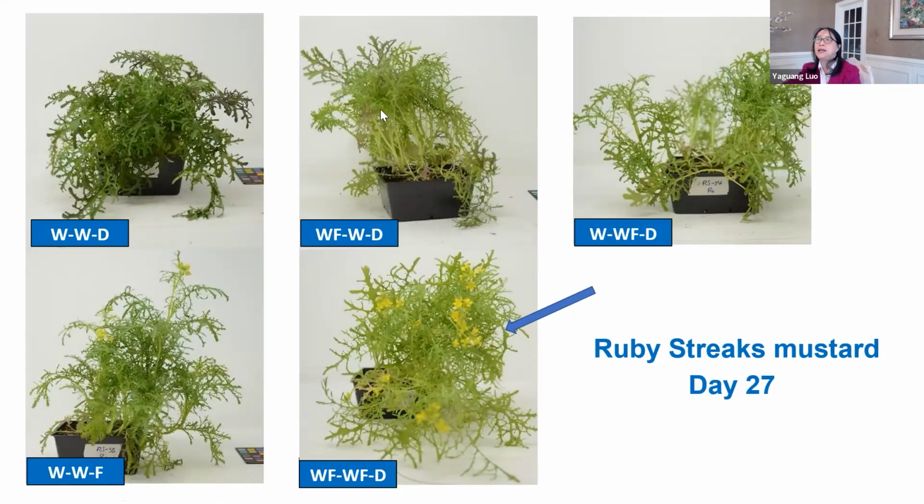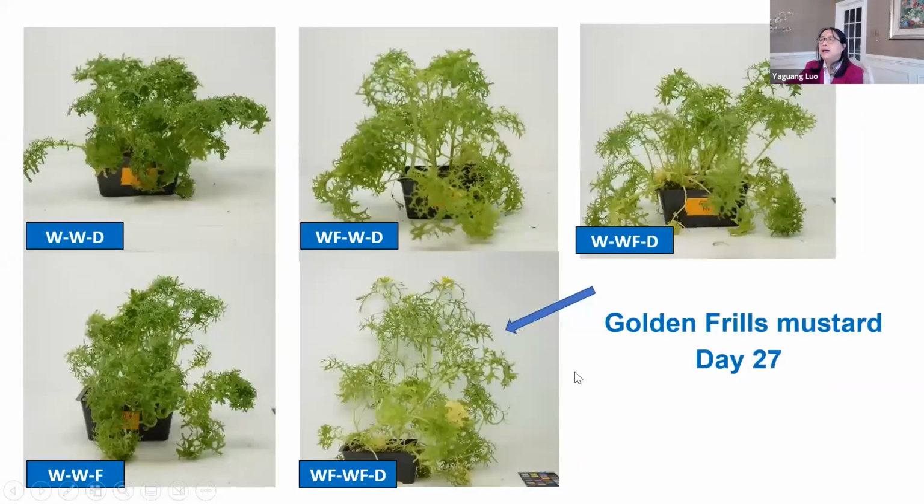With the others, we did not see as much difference. So this is the one that has the biggest difference. Okay, now this one is the golden frills. We saw a similar response, but again, not as pronounced. As you can see here, the longer treatment of white plus far red stimulated the flowers. Others are very limited, and in the control, we did not see any flowering yet.